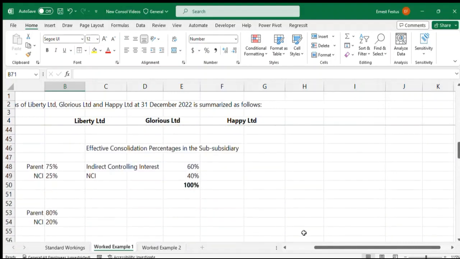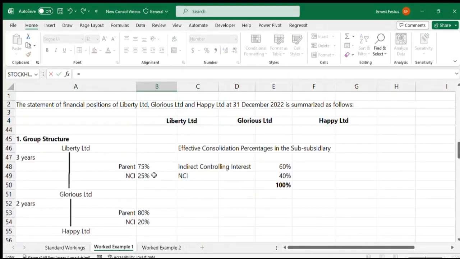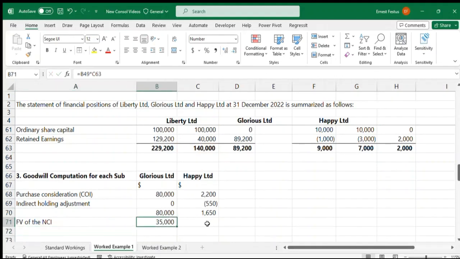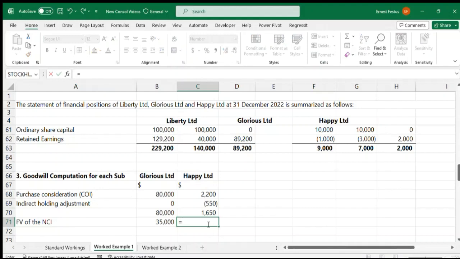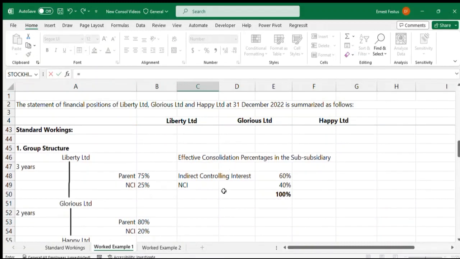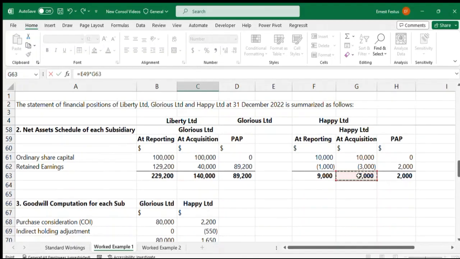We are not giving the fair value in our question, and so it automatically presupposes that we use the proportionate share. So with the proportionate share, we are talking about, for Glorious Limited, the NCI is 25%, which we have right here, and then I'll multiply that by the net asset at acquisition, the total net asset at acquisition, which is 140,000. I'll multiply that, and then we have 35, and then also I will have that of Happy Limited. Now Happy Limited, the NCI in Happy Limited, from the perspective of the group, is this 40% we calculated. So this is 40% multiplied by the net assets at acquisition, which is 7,000 here. So I have that.